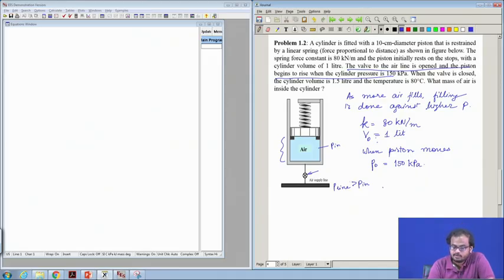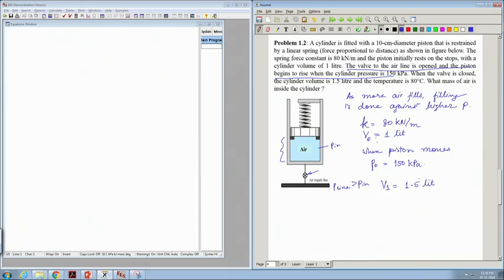After the closure of the valve, the volume V1 is given as 1.5 liter. It is given that the temperature T is 80 degrees Celsius. What is the mass of air inside the cylinder?